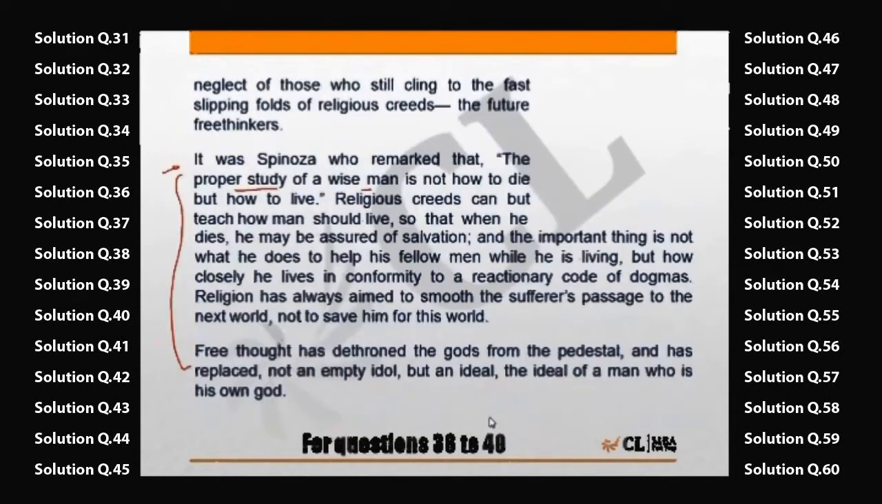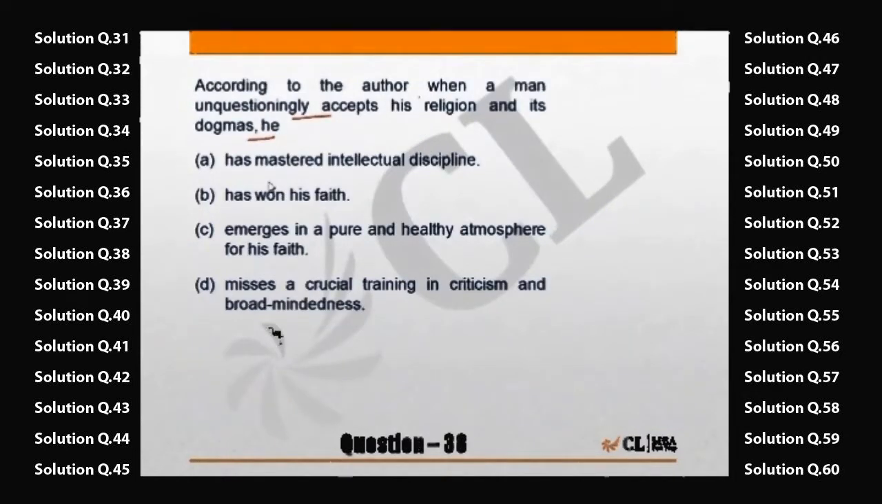Okay, so let's go to the choices now. A man who unquestioningly accepts his religion has mastered. It is exactly the opposite. Has not mastered. Has possibly lost out on intellectual discipline. Has won his faith? No, as per the author, no. Emerges in a pure and healthy atmosphere for his faith? No. The author actually says that you become less open-minded, and choice D, misses a crucial training in criticism and broad-mindedness. This is directly given in the passage. Choice D becomes the correct answer.